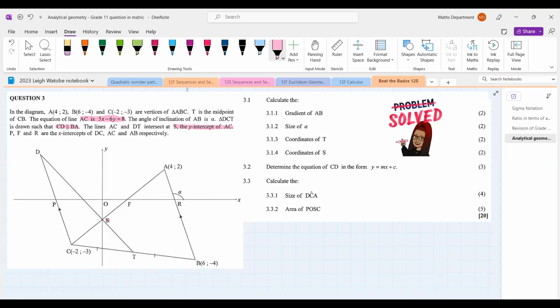Let's have a look at the first question. The first thing that they want us to do is to calculate the gradient of AB. You can see it's only out of 2 marks. 1 mark for subbing into gradient formula and another mark for the answer. I'm not doing that for you. You guys are going to do that, and then you're going to DM me your answers when you are done. Okay, go. You shouldn't need more than 2 or 3 minutes. You can also DM Naliswa, and she will also be able to assist you.